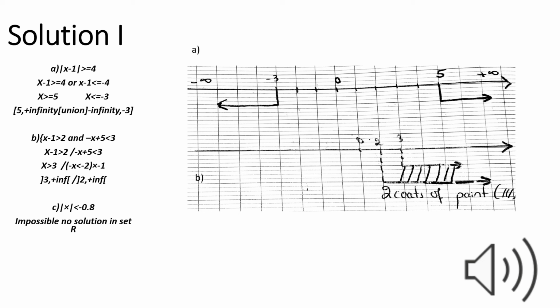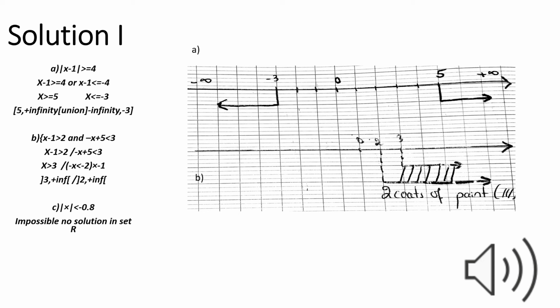B. We have a system, so how do we read it? X minus 1 greater than 2 and minus x plus 5 less than 3. X minus 1 greater than 2, x greater than 2 plus 1, x greater than 3. How do we write it as an interval? 3 till plus infinity, there is no or equal, so it's an open interval.